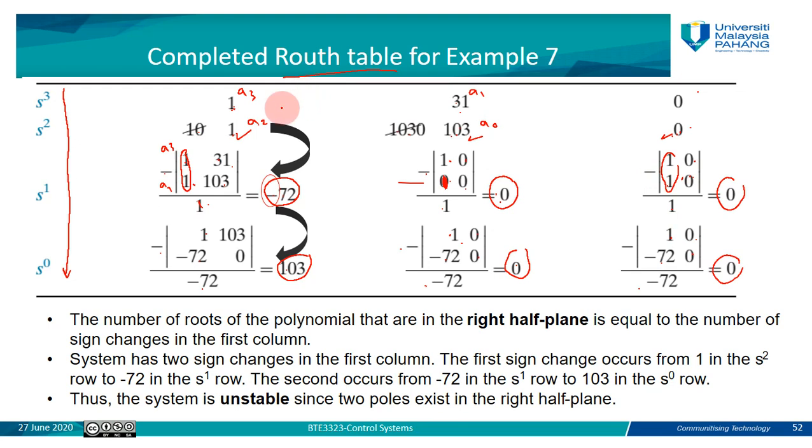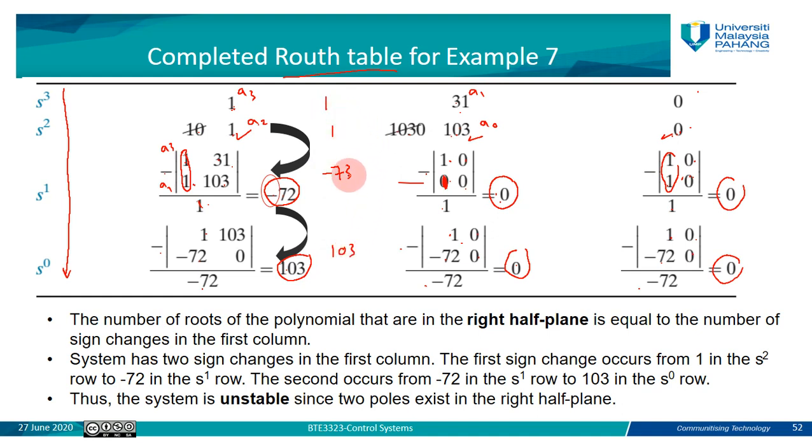So now we have generated the Routh table. From this Routh table, we can decide whether our system is stable or not. How? We need to monitor the sign of the elements in the first column. Our first column is 1, 1, negative 73 and 103.